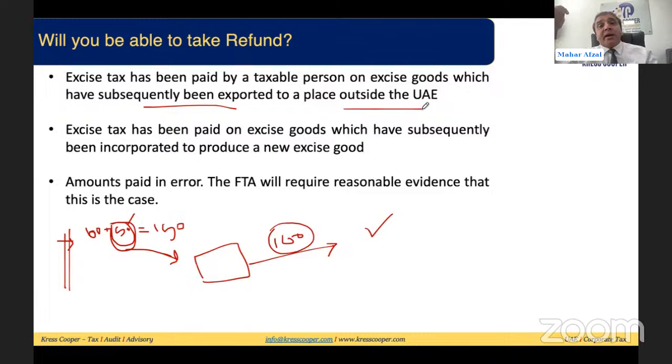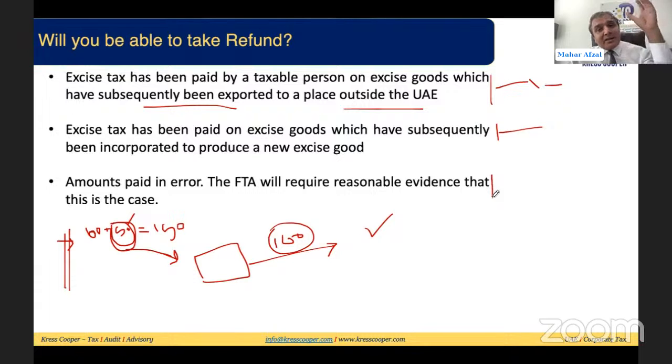Generally, the first two categories apply. The first applies to the importer, who is buying, importing and exporting. The second applies to the manufacturer, who takes excisable goods, pays excise duty, and manufactures an excisable product, to avoid the double tax. The error can be made by any party, or there can be a glitch in the system as well. So these are the three possibilities for which you can apply for the refund.